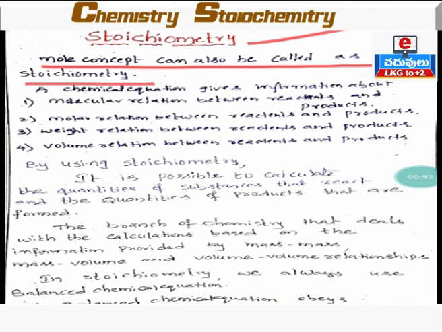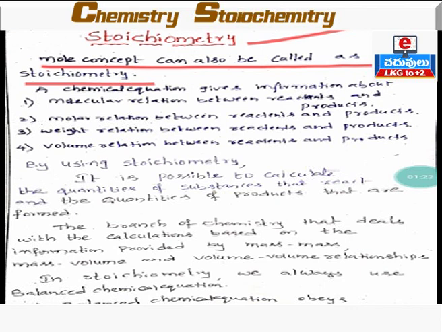When you go to higher classes like intermediate, the mole concept is replaced by stoichiometry, which means you study stoichiometry instead of the mole concept. In lower classes, up to 10th class, you will study the mole concept. When you go to higher classes, the term mole concept is replaced by stoichiometry. I will define what stoichiometry is a little later.